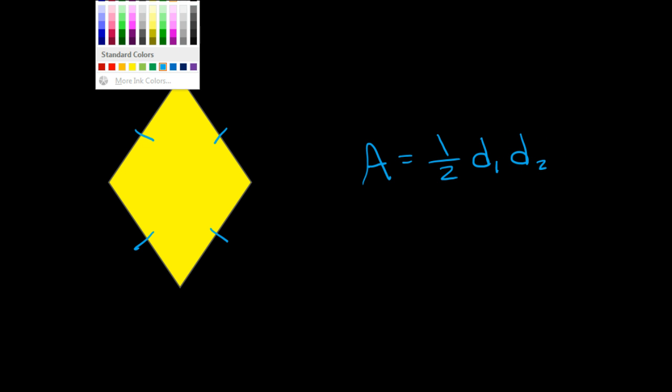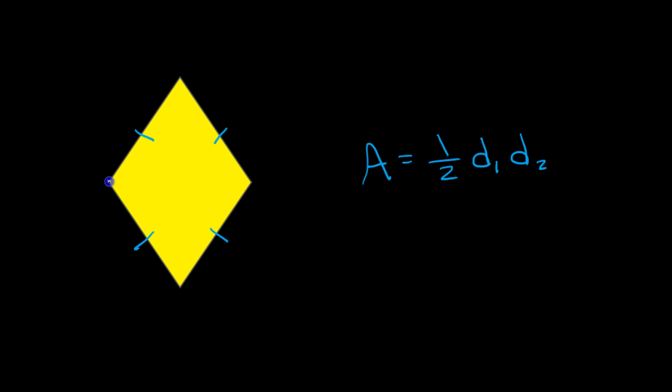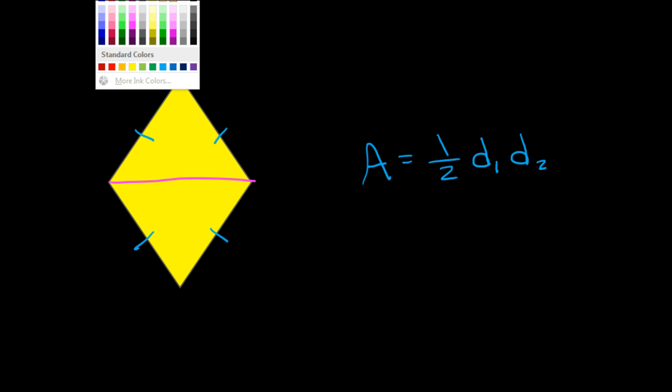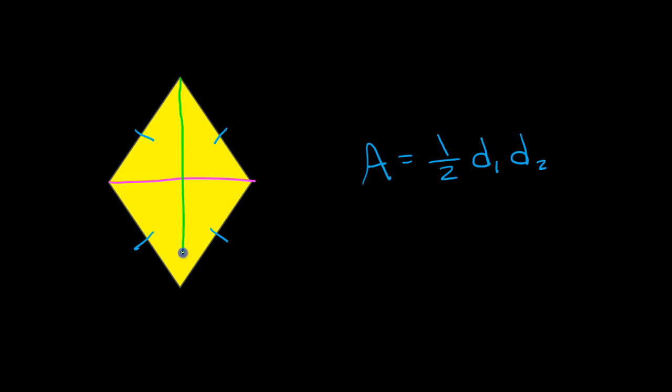This is a rhombus. A rhombus has 4 congruent sides, so all those are equal. The formula for the area of a rhombus is 1/2 diagonal 1 times diagonal 2. So to find the area of a rhombus, we need to know this length and this length. The pink one you could call diagonal 1 and the green one diagonal 2. And that's how you would find the area of a rhombus.